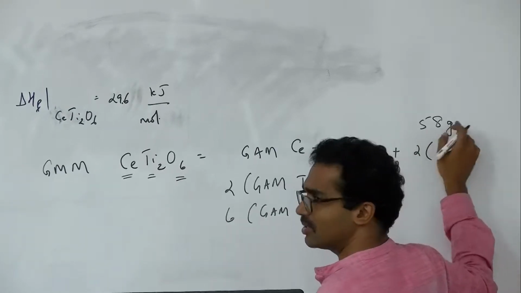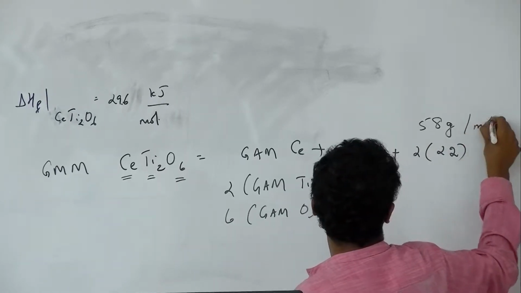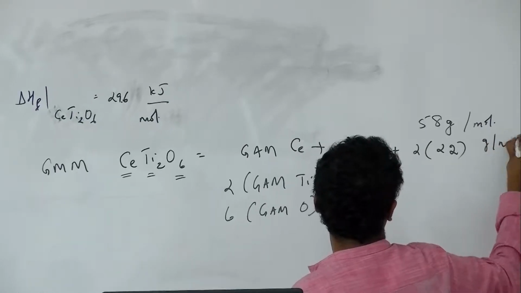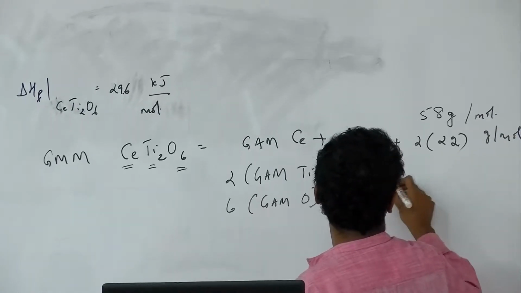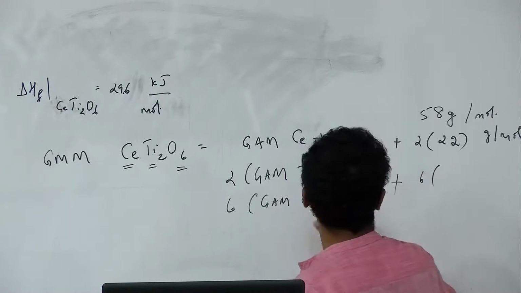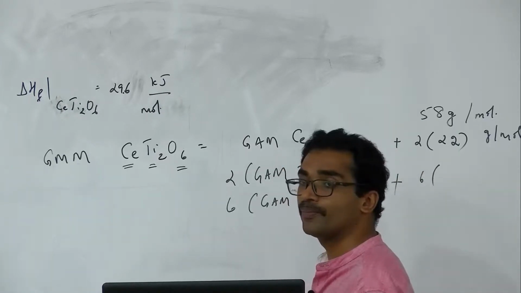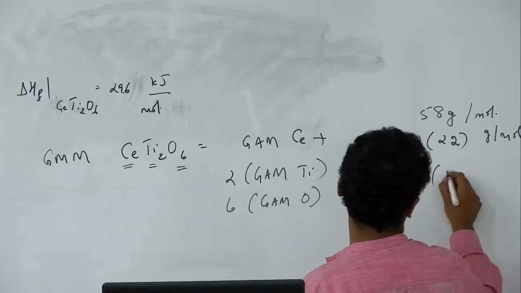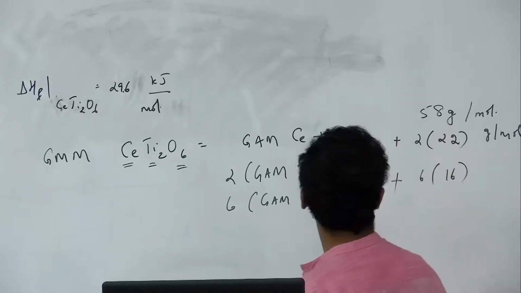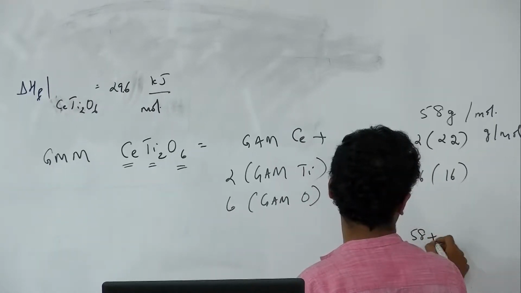This is an AMU. That's grams per mole. Okay. It is 20, yes. Plus 6 times the gram atomic mass of oxygen. How much is that? 16. How much is this? 58 plus 44.